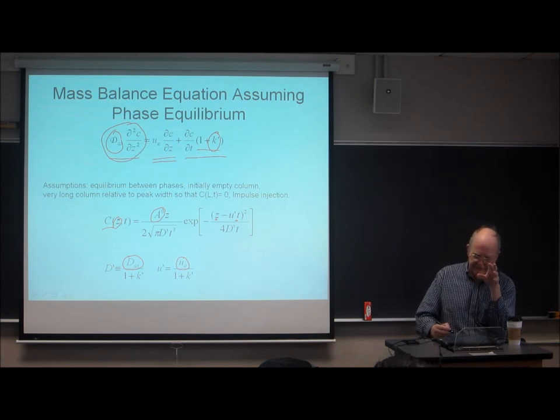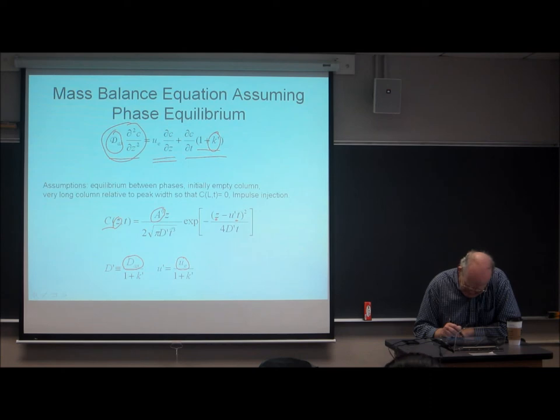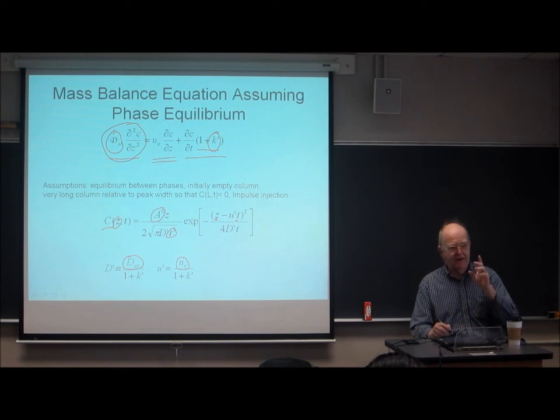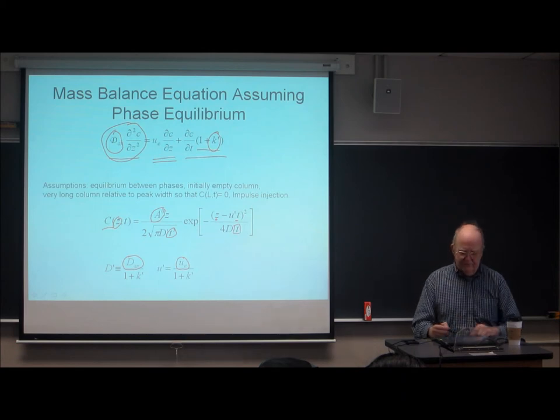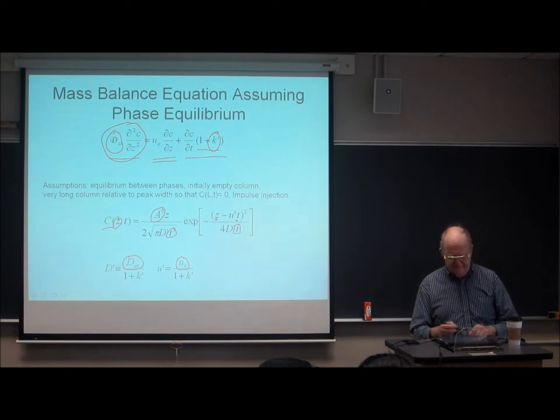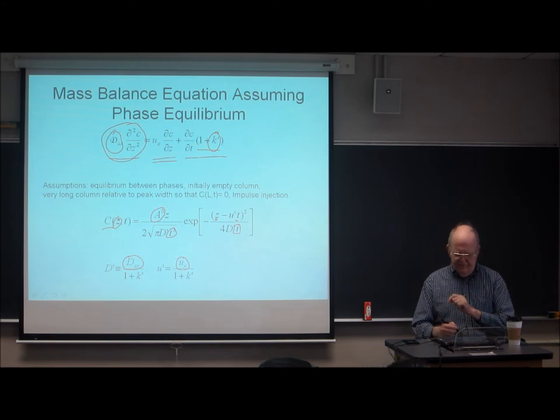And I said that this was not quite Gaussian in form. And the reason it's not quite Gaussian in form is the presence of a T cubed there. An exact Gaussian, that would just be T to the first power. And an exact Gaussian, there would be no T there at all.